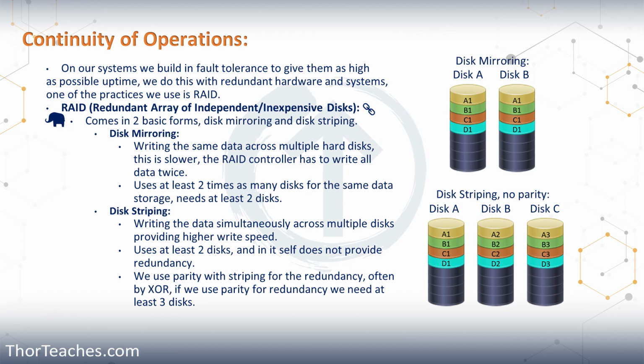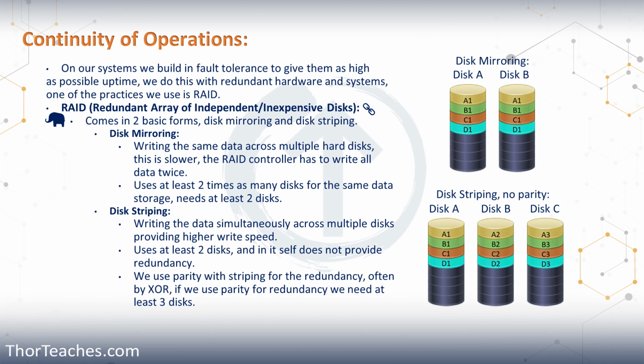Whenever I have talked to colleagues, they either refer to it as redundant array of independent disks, but I have seen it mentioned elsewhere as inexpensive disks. Now, how we would know they are inexpensive, I have no clue. We do, however, know that they are independent. And RAID comes in two basic forms: disk mirroring and disk striping.